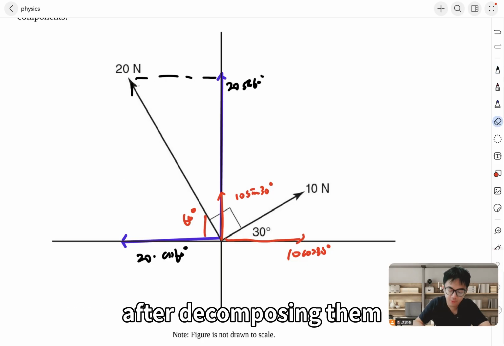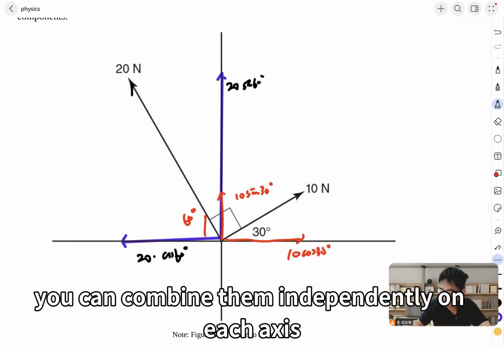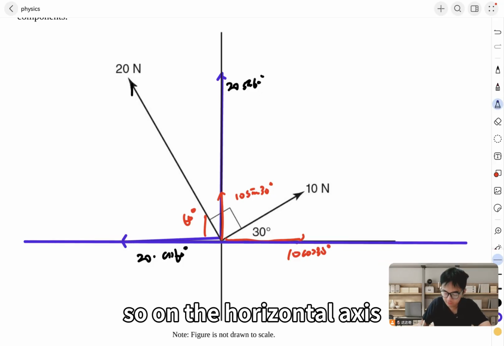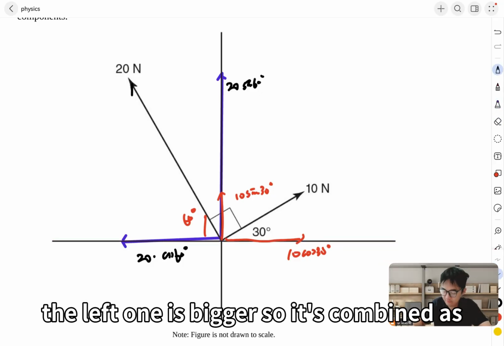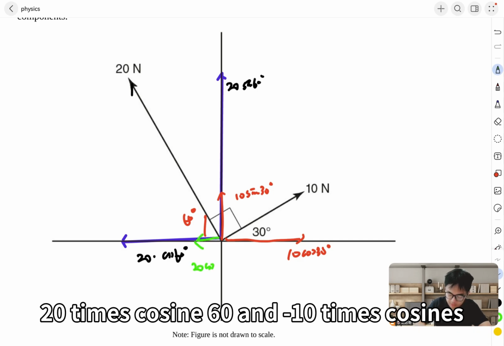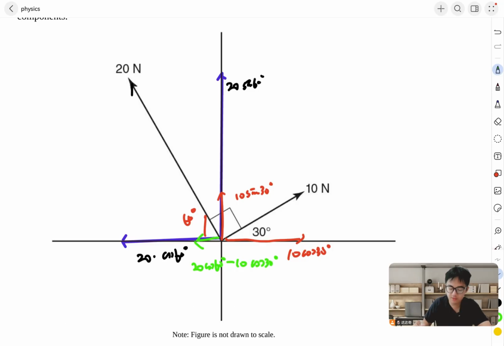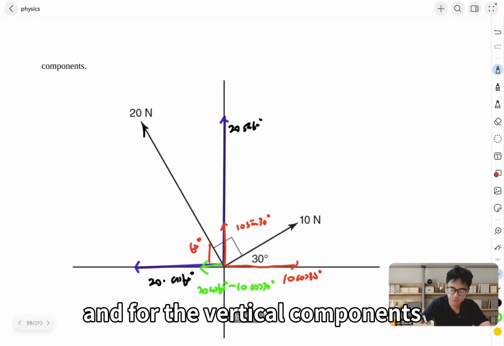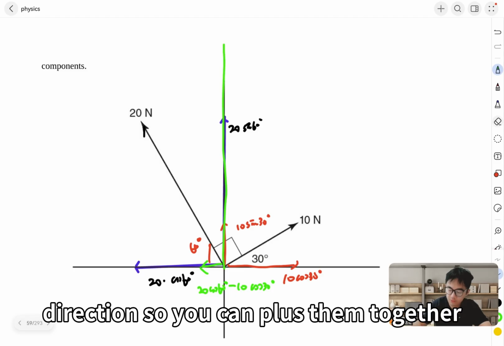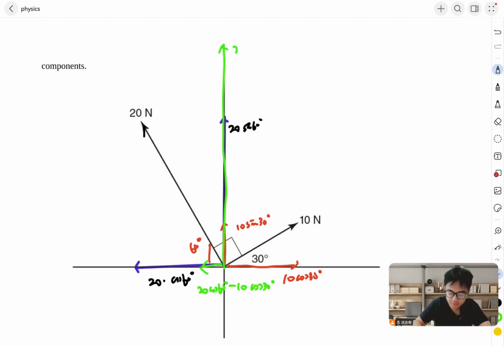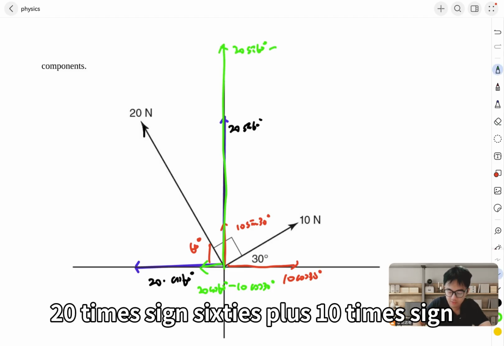After decomposing them, you can combine them independently on each axis. On the horizontal axis, the left one is bigger, so it's combined as 20 times cosine 60 minus 10 times cosine 30. And for the vertical components, because they're in the same direction, we can add them together: 20 times sine 60 plus 10 times sine 30.